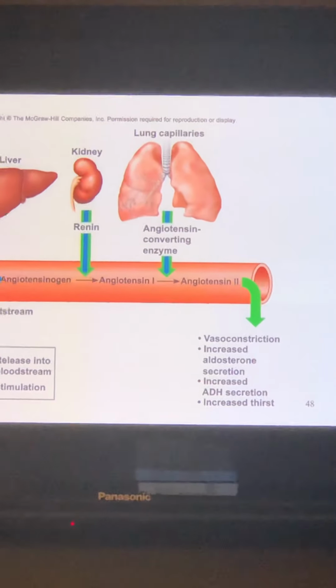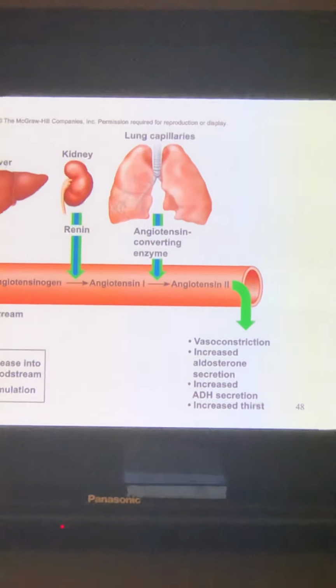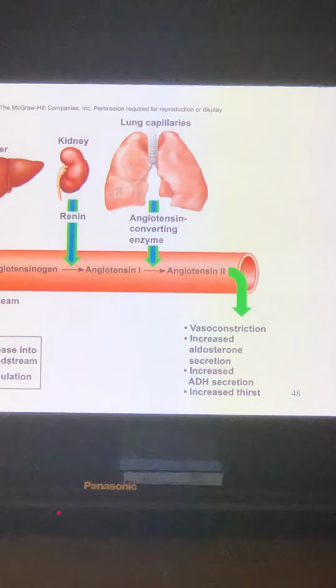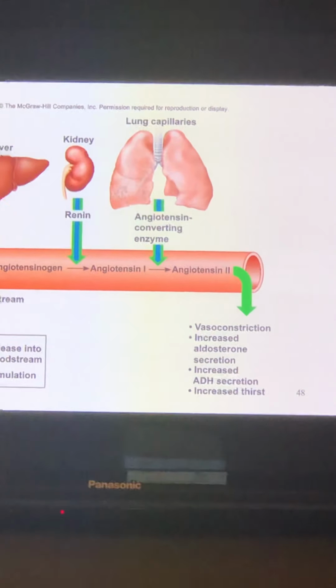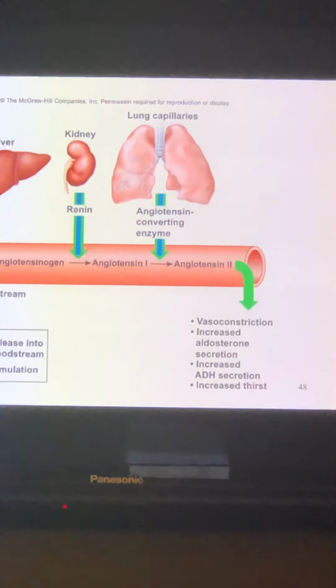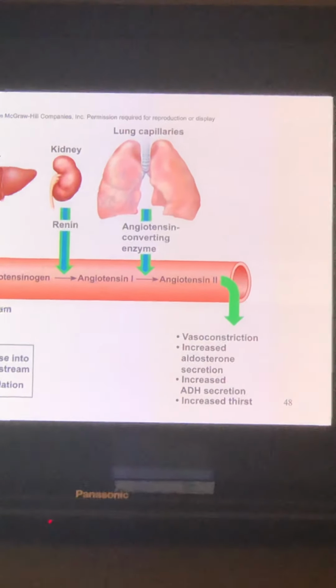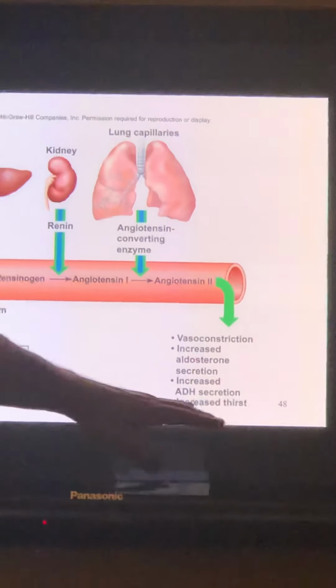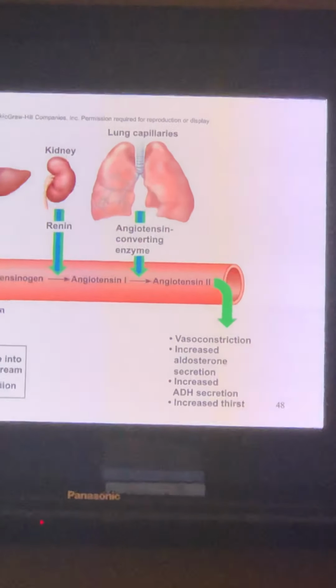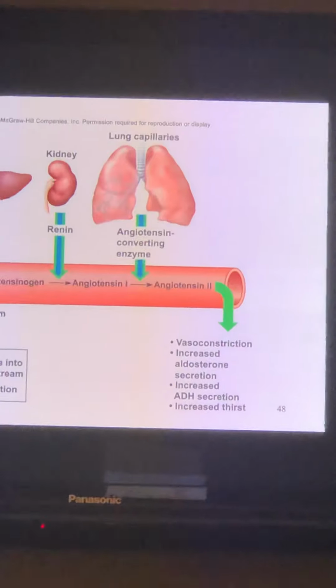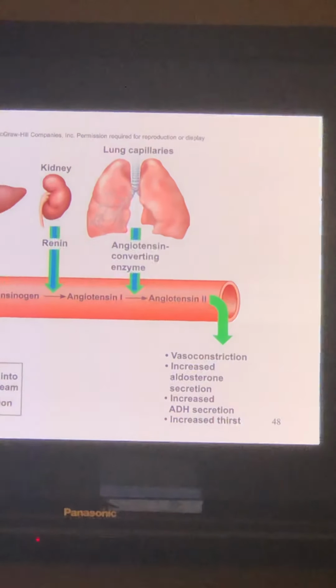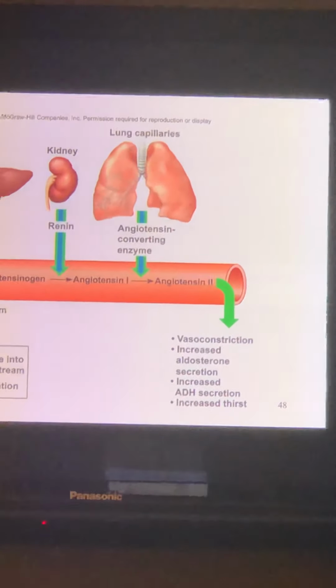And if that's also in your chart, chapter 13, the endocrine system. And ADH is antidiuretic hormone, which is going to cause you to do what? Preserve water. It's going to cause reabsorption of water at the distal convoluted tubule. And lastly, it's going to increase your thirst. It's going to make you drink more. All this is going to increase your blood volume. It's going to increase the peripheral resistance, which raises your blood pressure.